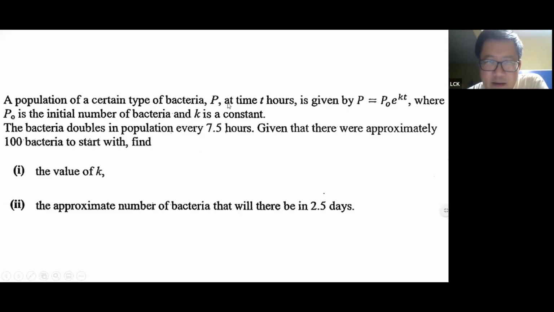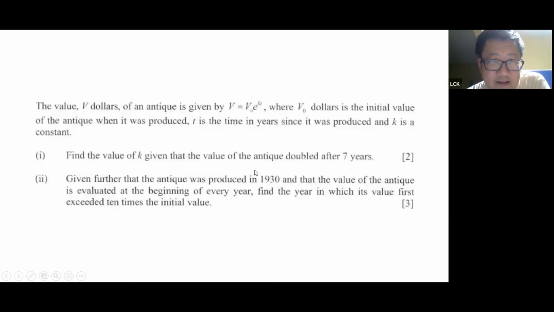All right, so a population of a certain type of bacteria P at time T hours is given by this, where P naught is the initial number of bacteria, and so on. The bacteria doubles every 7.5 hours. Given that there were approximately 100 bacteria to start with, find the value of K, the approximate number of bacteria that will be there in 2.5 days. So I'm going to do questions like that.